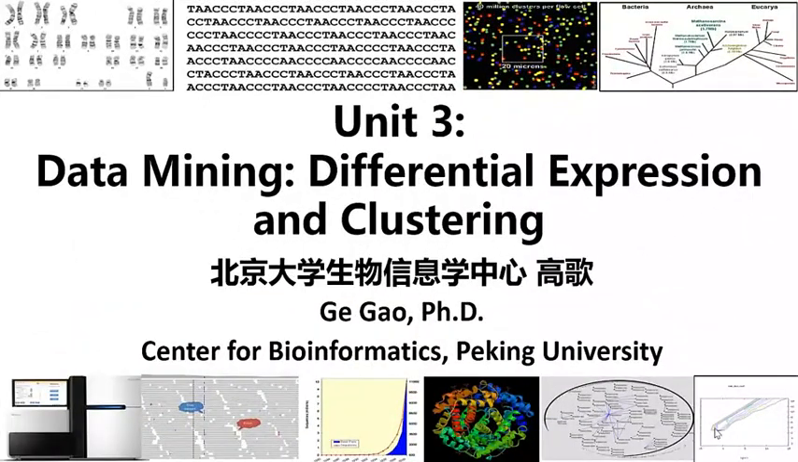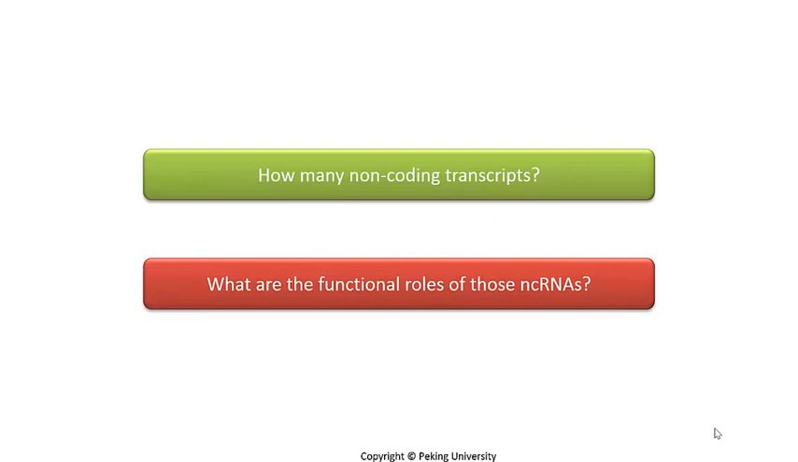In the last unit, we have used identification of non-coding RNAs as an example to introduce the methods of feature selection. In this unit, we will continue focusing on functional annotation of non-coding RNAs to introduce the differential gene expression analysis and clustering. This unit will involve more statistics knowledge than ever. Therefore, we have marked the extra materials as additional information at the upper right corner. These materials are not required for the exam.